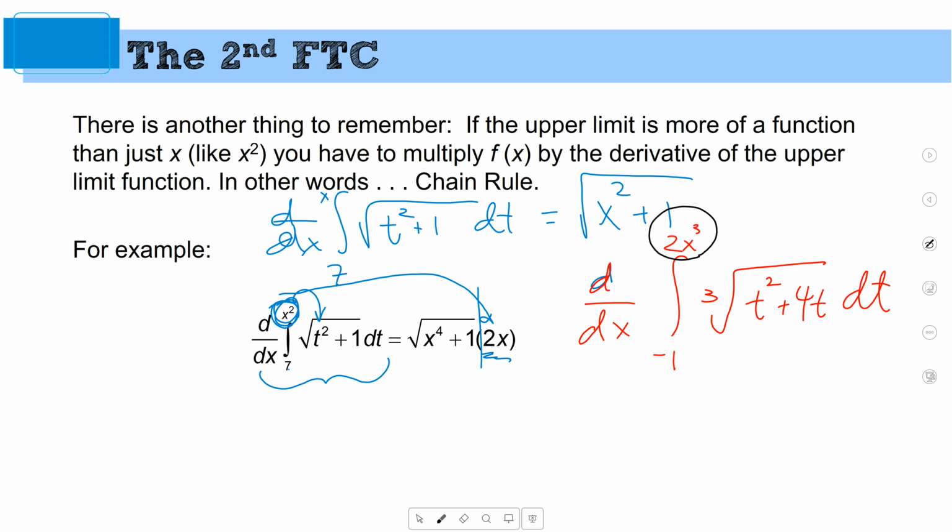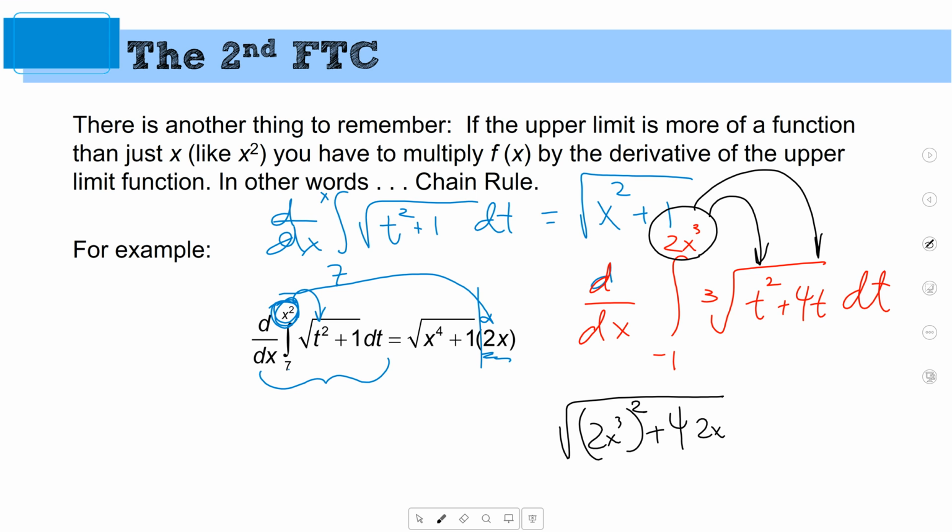Okay. So again, t's become 2x cubed. Chain on the derivative of 2x cubed. So I get the square root of 2x cubed squared plus 4 times 2x cubed, times 6x squared. Done. Wait, do we not put the 3 in front? Like the 3 that's in front of me? Oh, sorry, I forgot that. That's my bad. There you go. Yeah, we're still doing a cubic root. Okay, good? Excellent.